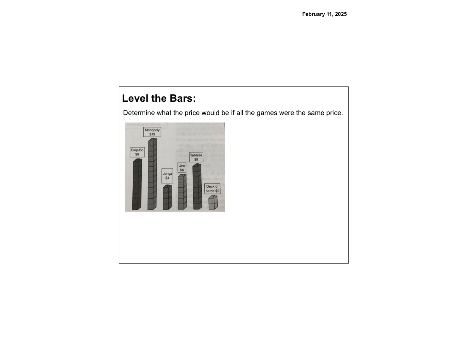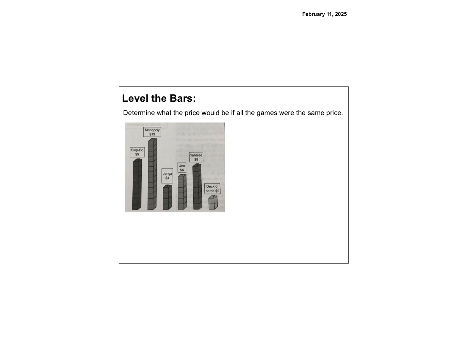When we look at this activity, what we're trying to do is figure out what the price would be if all the games were the same price. So what we need to do is bring these up to a level that's going to work out. In other words, we have Monopoly at 13, but the deck of cards at 2. So what we want to do is try to level the bars off to a number that's going to work. So right now, 8 and 9 seem to be in the middle. 6 is a little bit lower. Why don't we try aiming for 7?